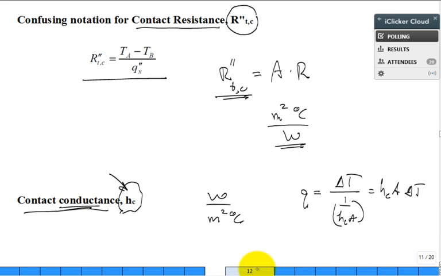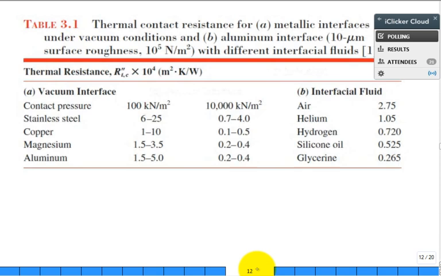Let's press forward. So this is a table straight out of our textbook. It has the thermal contact resistance for metallic interfaces under vacuum conditions. That's all in column A, vacuum interface. And then column B is aluminum interface with different interfacial materials. So let's get to B in a minute. Let's just do A.